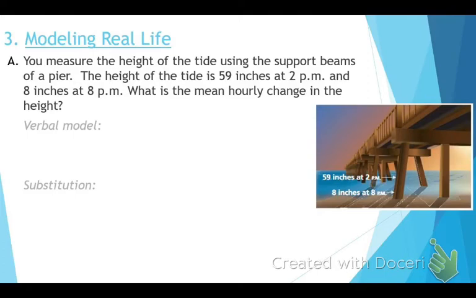Okay, so this says you measure the height of the tide using the support beams of a pier. The height of the tide is 59 inches at 2 p.m. and 8 inches at 8 p.m. What is the mean hourly change in the height? All right, so that's a lot of information right there.